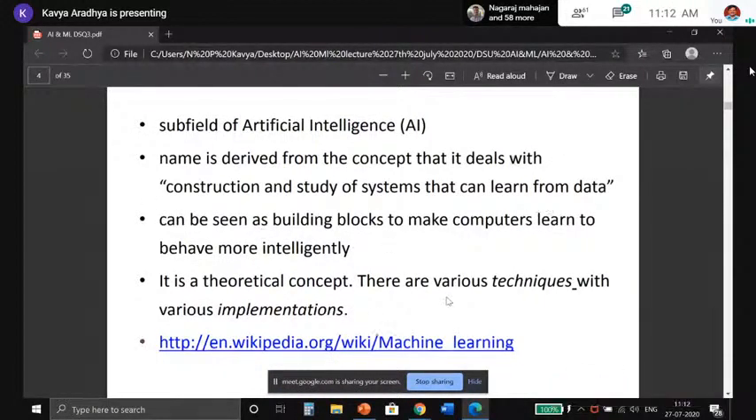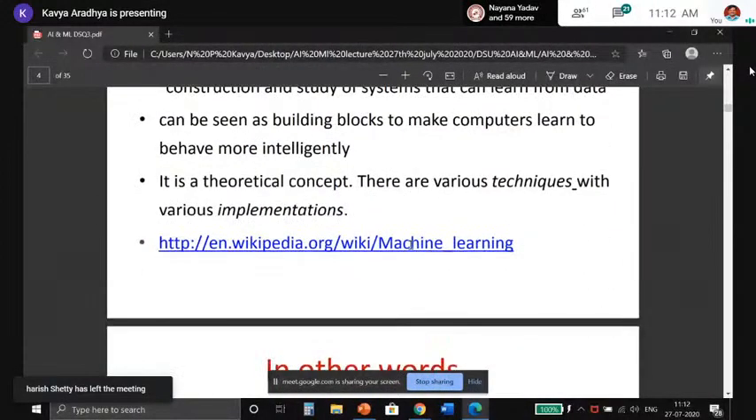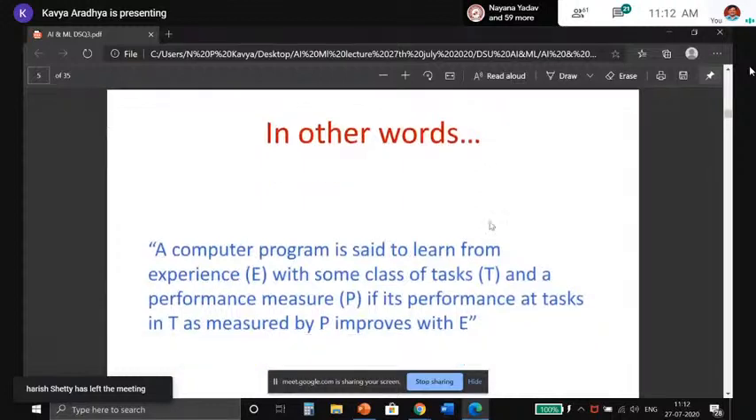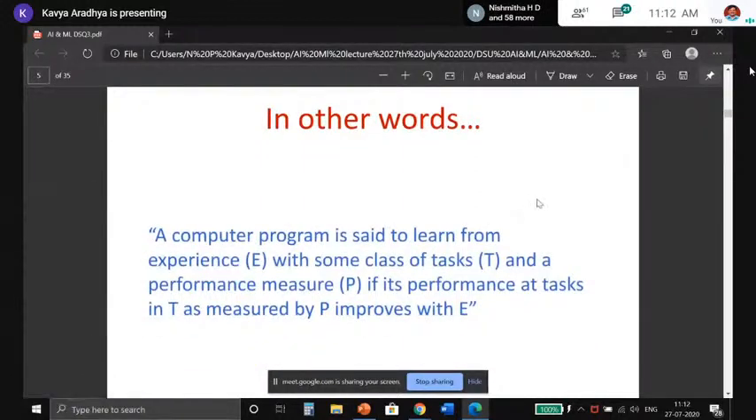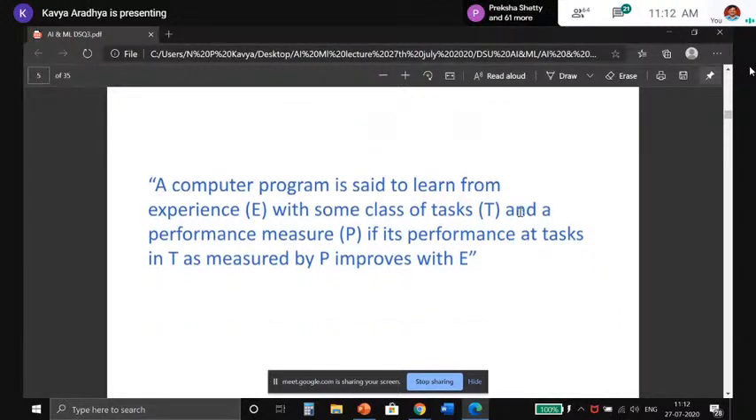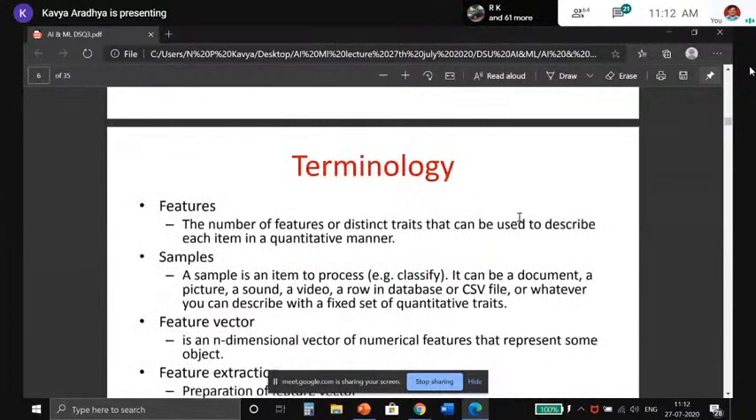So this slide gives you the details about machine learning, how it's a theoretical concept and all that. As I told you, this is very, very important. Anytime, anywhere you want to say what is machine learning, you have to say experience E for some class of task T with the performance measure P. So these 3 things matter to make your computer program learn. That is the whole story about machine learning.